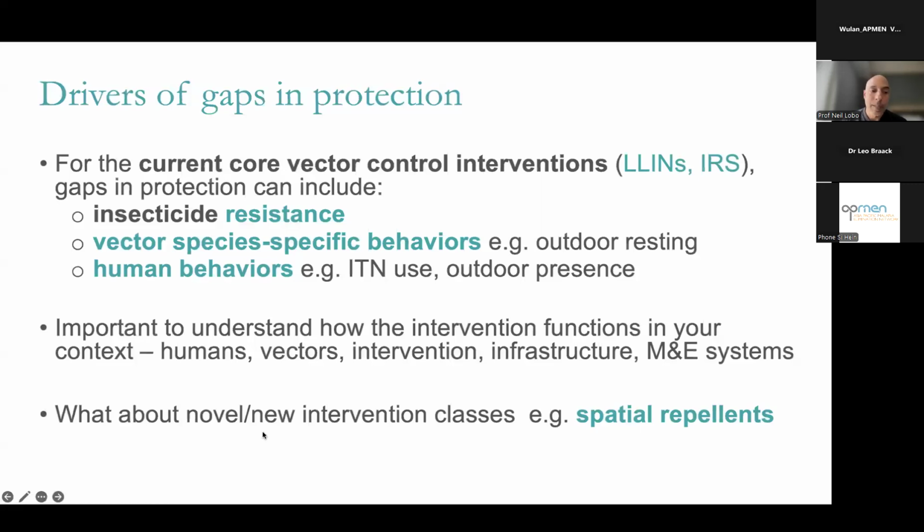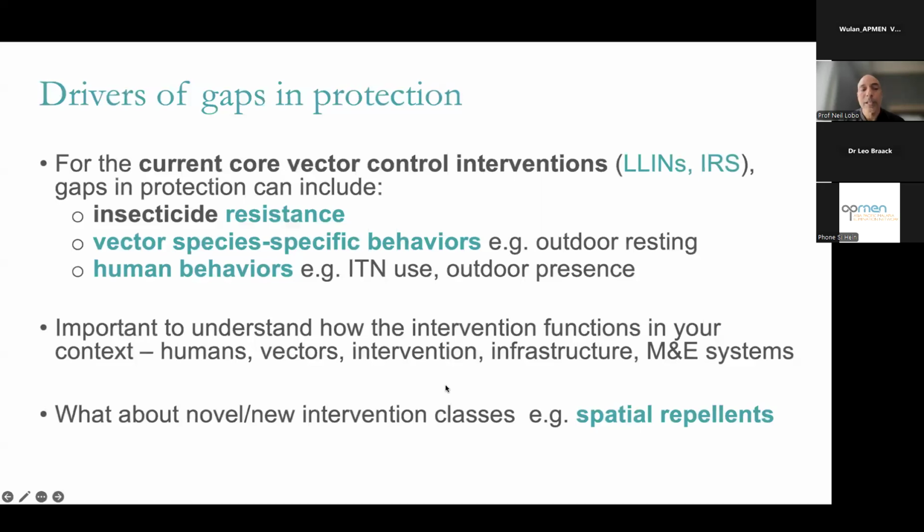It can be vector species specific behaviors, for example, as someone mentioned, outdoor biting or outdoor resting. If they're resting outdoors, IRS is not that effective. If they're biting outdoors, you can't walk around with a mosquito net around you all the time outdoors, right? So that's a gap in protection. Human behaviors, for example, if they don't use their bed nets, in that picture, where is the little baby sleeping? Outside a bed net, right? If humans are outdoors, that's also a gap in protection.